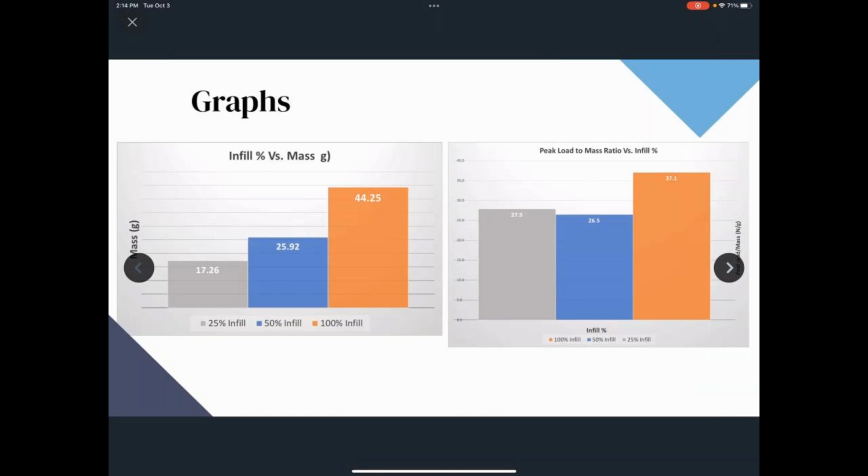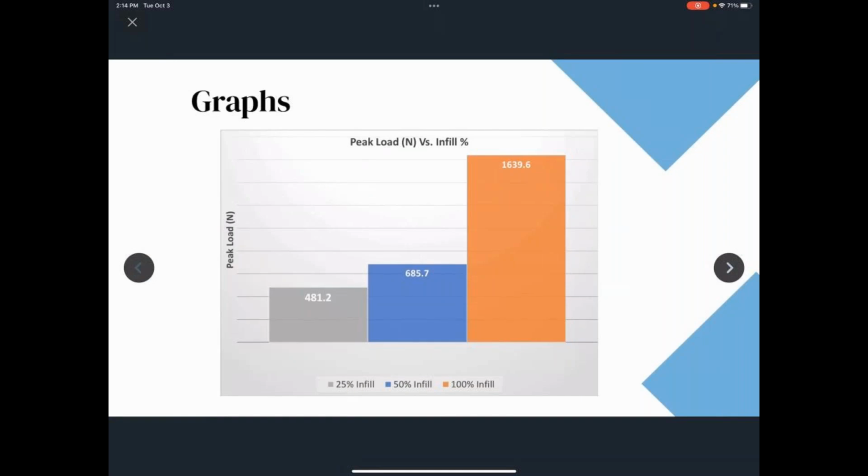And we can see that the 50% exhibited a lower peak load to mass ratio, and this might be errors since it should exhibit more than the 25, but due to our Instron compressive test, there might have been some errors in it, and this is why in our upcoming research, to make it more precise, we will recreate our test to see if the same thing happens.